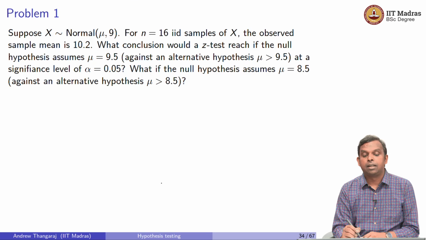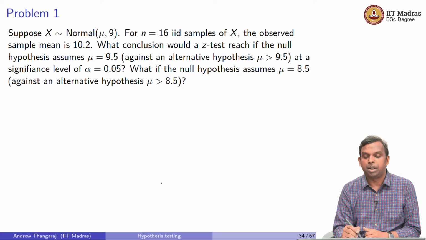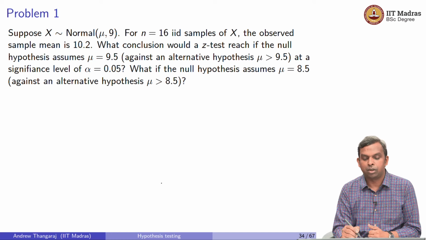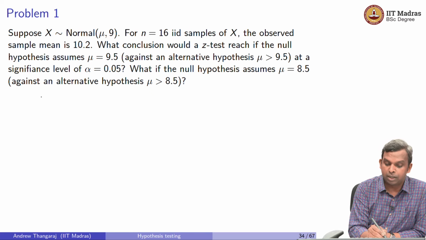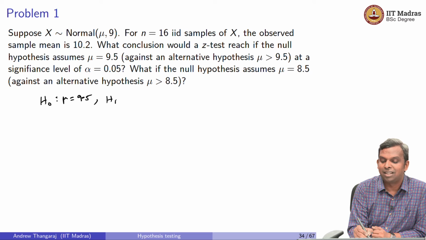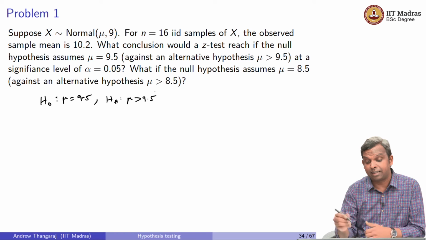In this question, the distribution is normal with mean mu, which I guess is something we are going to test for, and a variance of 9. There are n equals 16 samples, and the observed sample mean is 10.2. Let's just quickly write down these things. H0 is mu equals 9.5, let's say. HA is mu is greater than 9.5. So this is a right-sided test.